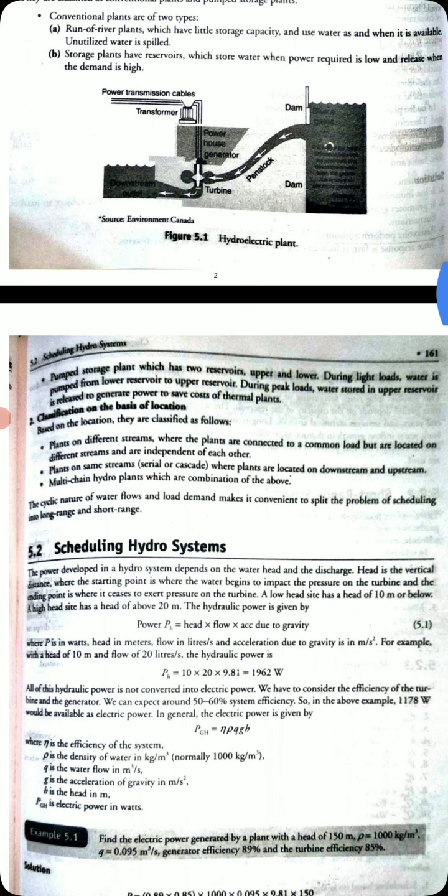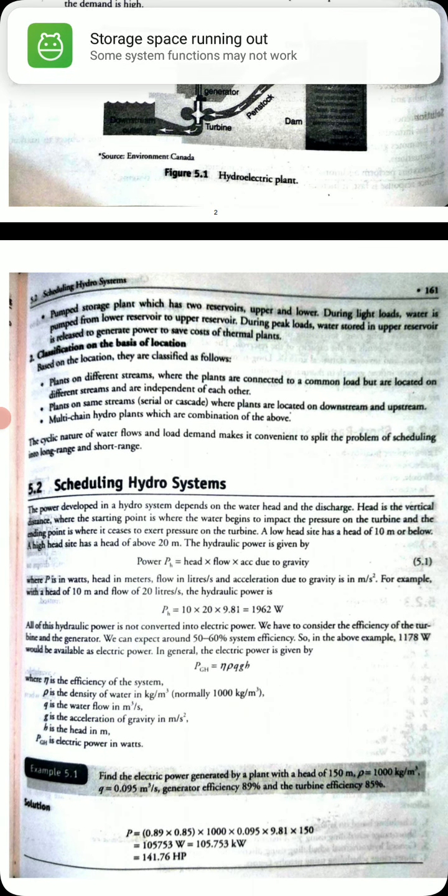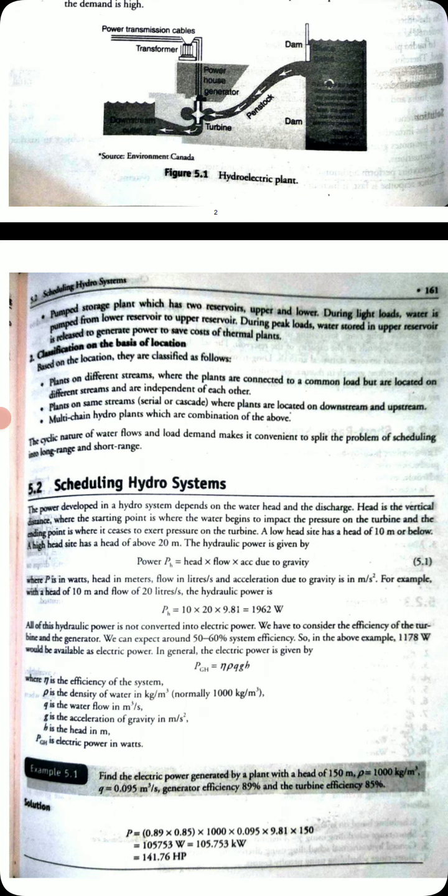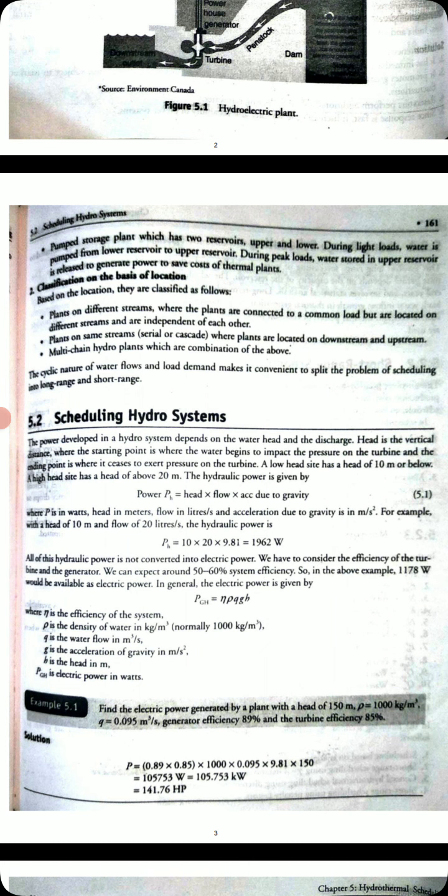Another classification is based on the location. Based on the location, they are classified as plants on different streams, where the plants are connected to a common load but located on different streams and are independent of each other. Second one is plants on the same stream, where plants are located downstream and upstream. Then multi-chain hydro plants, which are a combination of the above. So this is the classification based on the location.